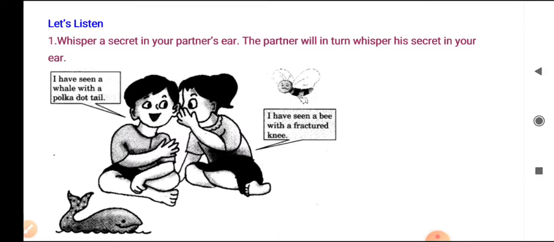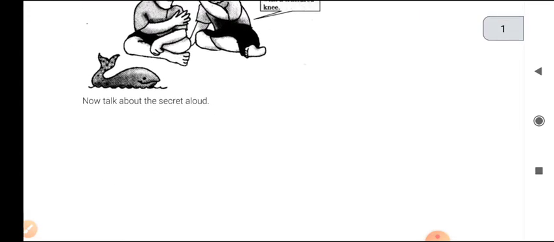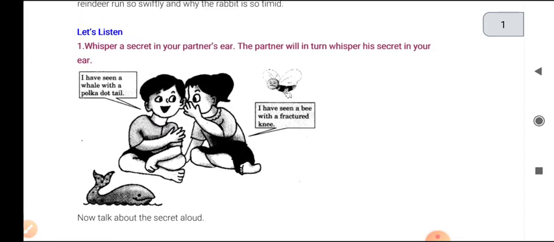I have seen a walled well with a polka dot tail. I have seen a bee with a fractured knee. I'll talk about the secret aloud.